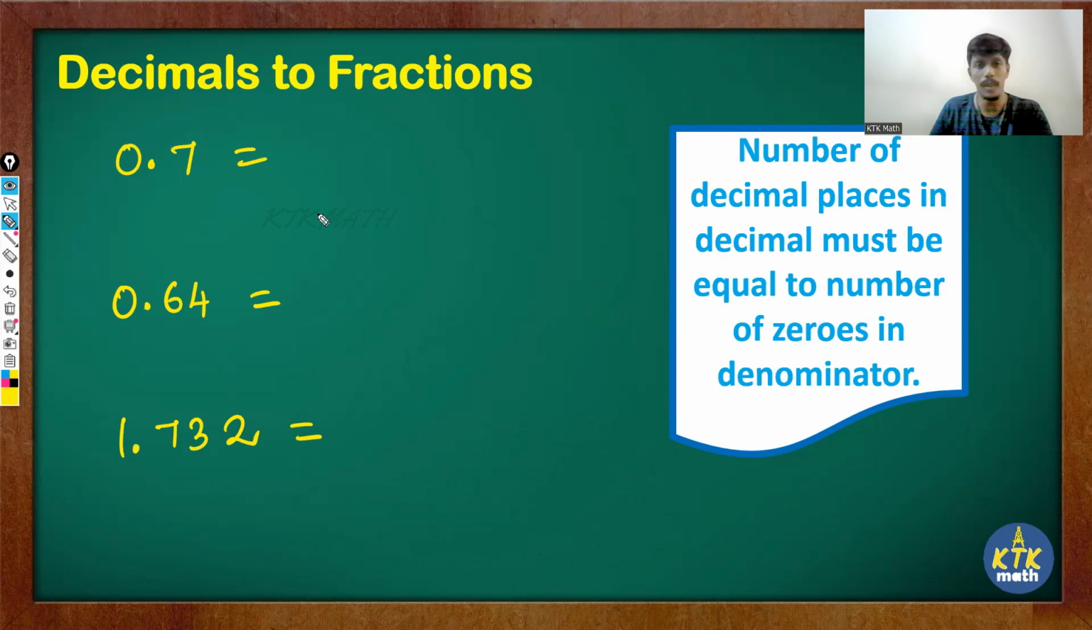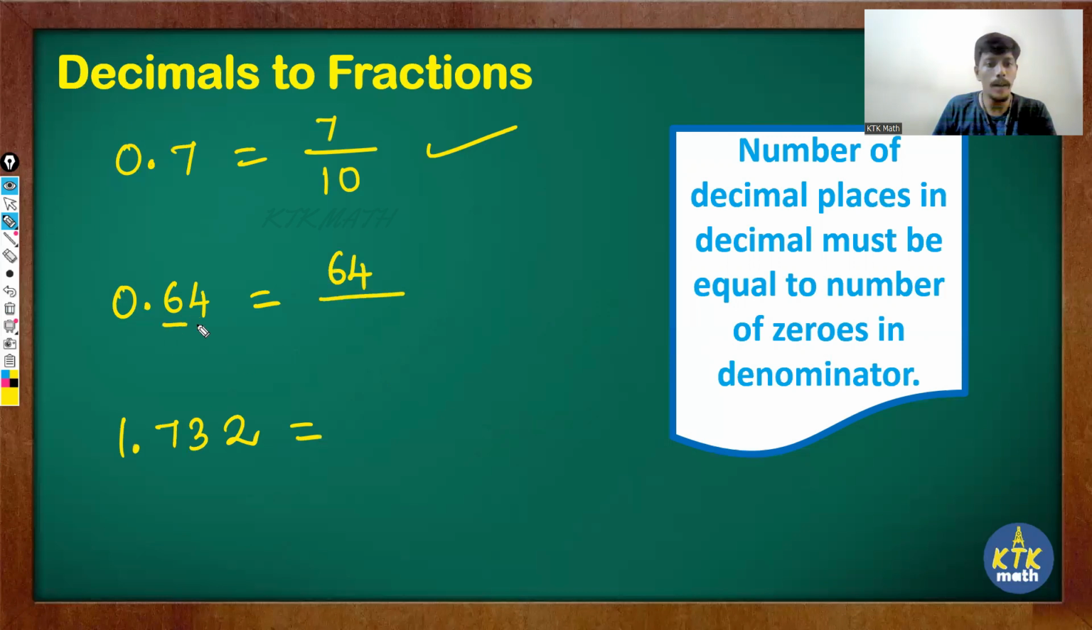To write the same numbers, 7 by... point after how many numbers? Only one number, so just 10. That's all. Very easy. Since we know fractions to decimal already, this is going to be easy for you. Okay, 64. Point after how many numbers? 2 numbers. So 100. Very easy. Again, 1732. Point after how many numbers?